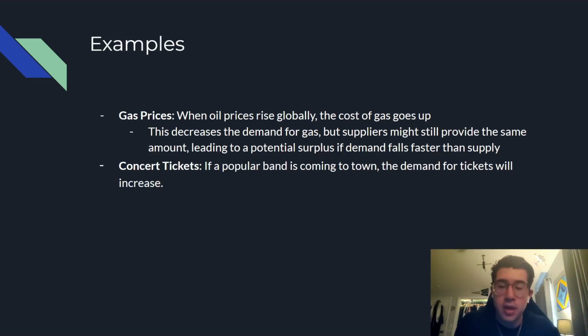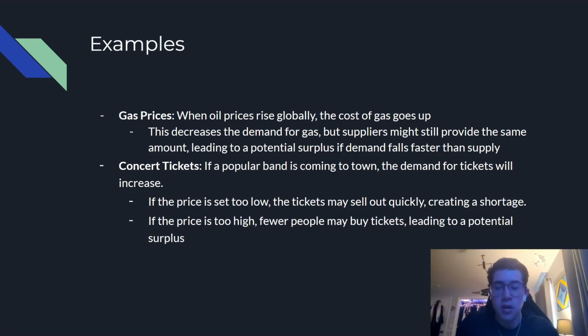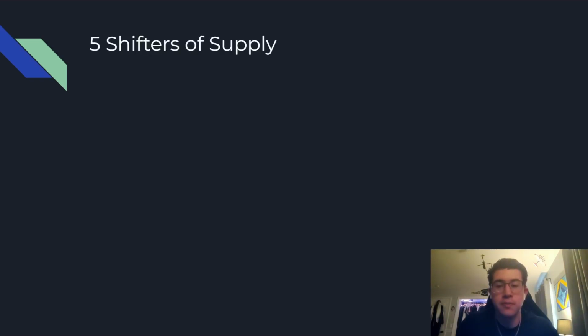Another popular example is concert tickets. If a popular band is coming to town, the demand for the tickets will increase, right? But if the price is set too low, the tickets might sell out quickly because a lot of people want a good deal on the tickets. They want to buy the tickets, right? And that will create a shortage. If the price is too high, fewer people might buy tickets, which leads to a surplus.